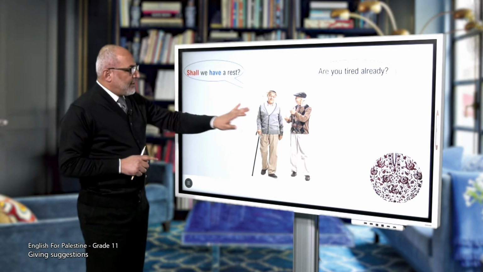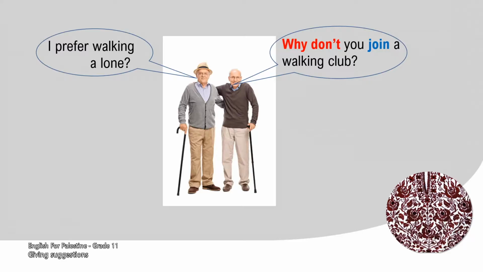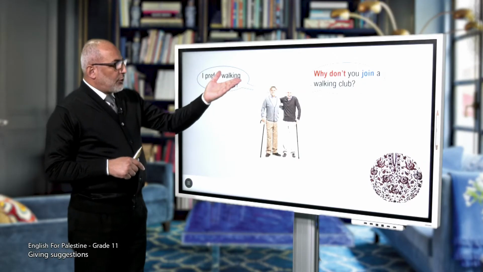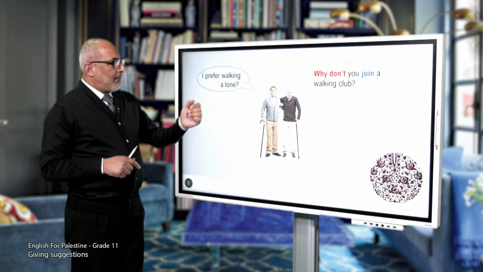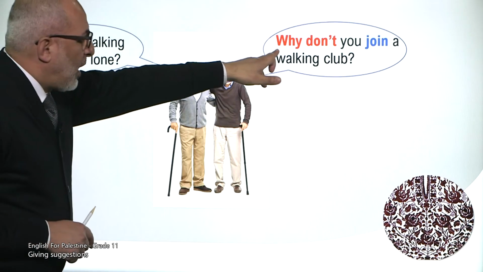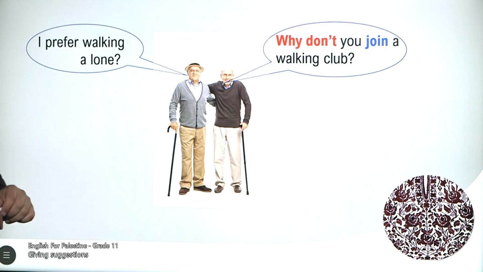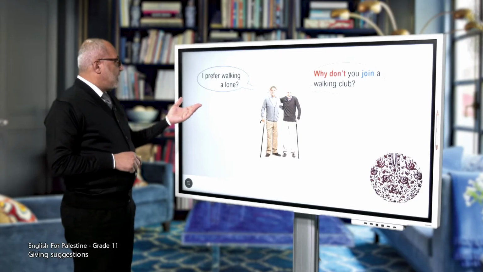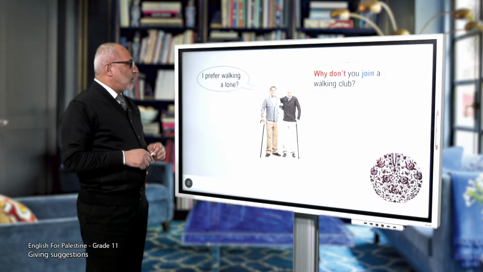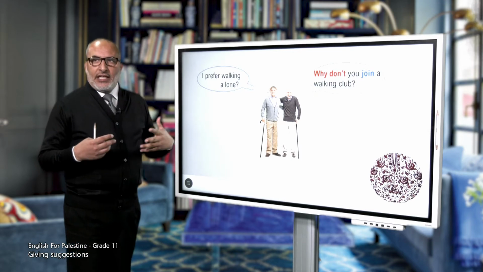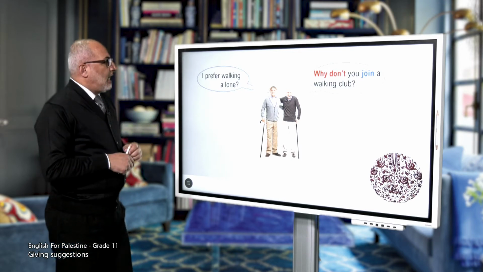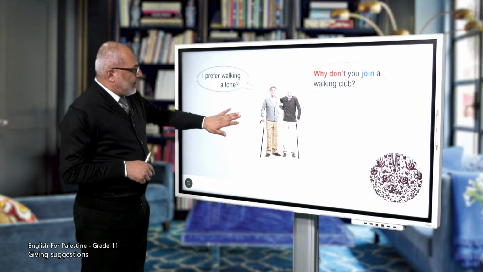Okay, great. Let's look at this one. Why don't you join a walking club? So here we use why don't plus subject plus the infinitive form of the verb. Of course, he says, oh, I prefer walking alone. He rejects the suggestion. Great.